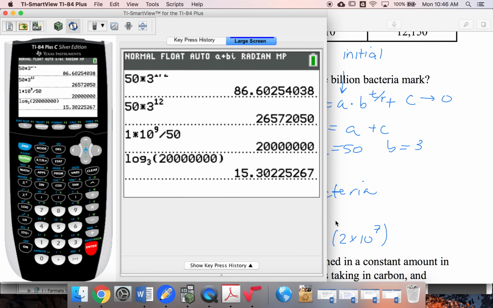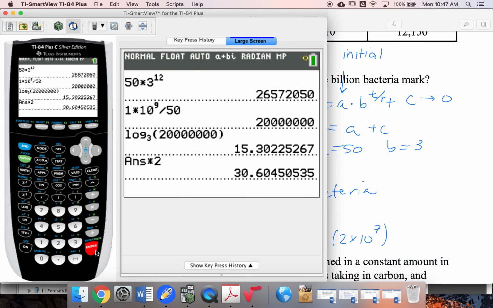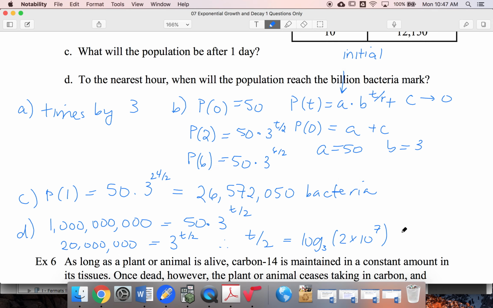And now I'm going to multiply by 2 because I want to get the t by itself. Okay, so I can see that this implies that t is about, let's say, 30.6. At the 30th hour, I will not have hit a billion yet. So I have to go to the 31st hour to reach a billion bacteria. So I'm rounding up here because if I round down, I will have less than a billion.